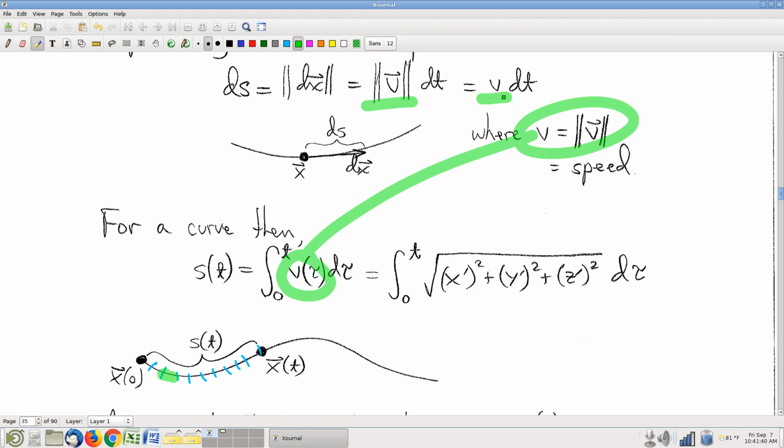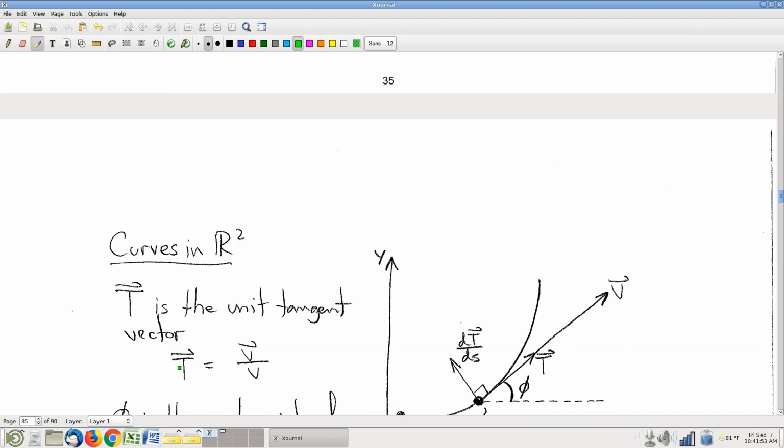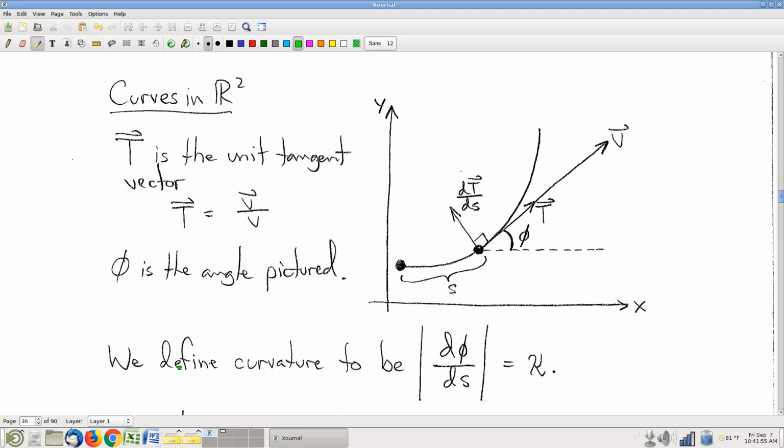So that's the speed, right? And the magnitude of the velocity vector is computed by the Pythagorean formula. Okay. All right. So that's all that's going on there. Okay. So we're going to get down and talk about curvature now.